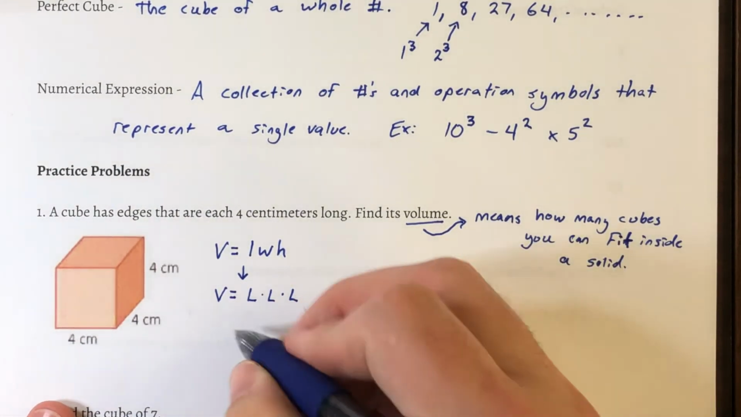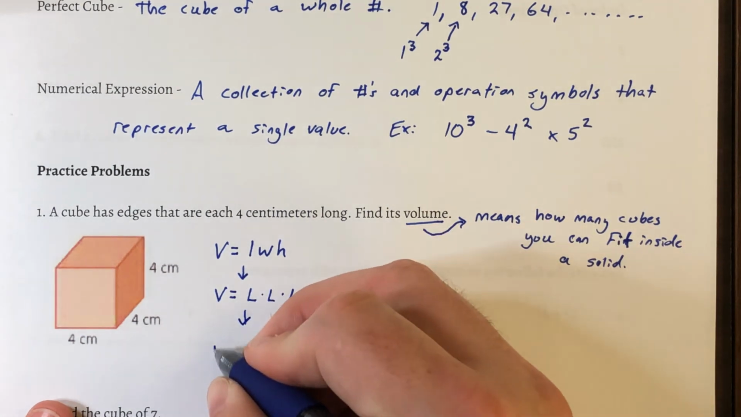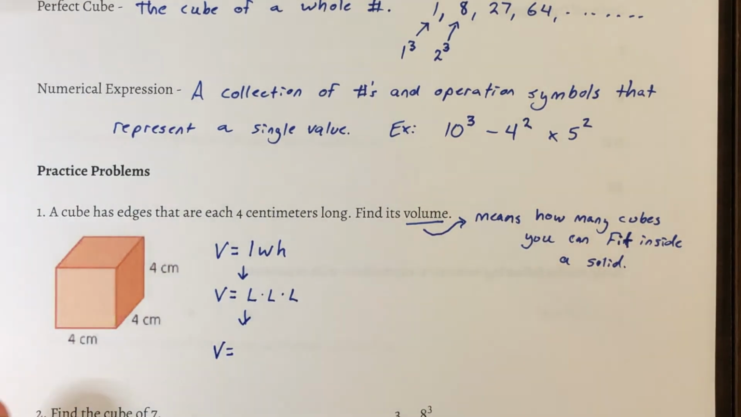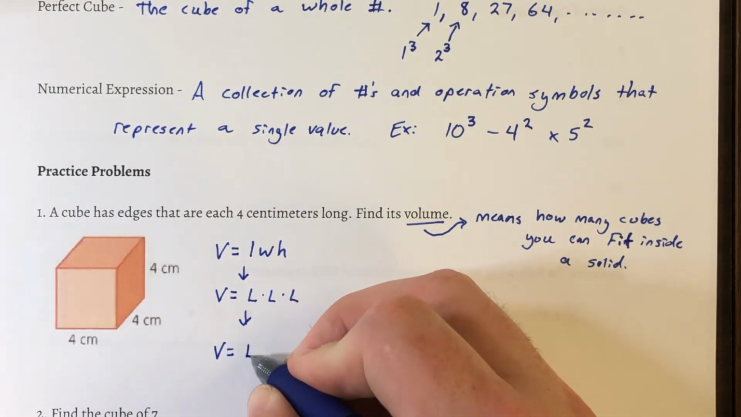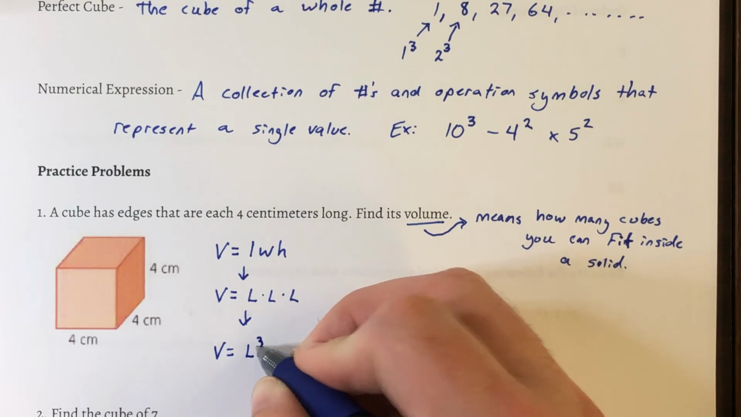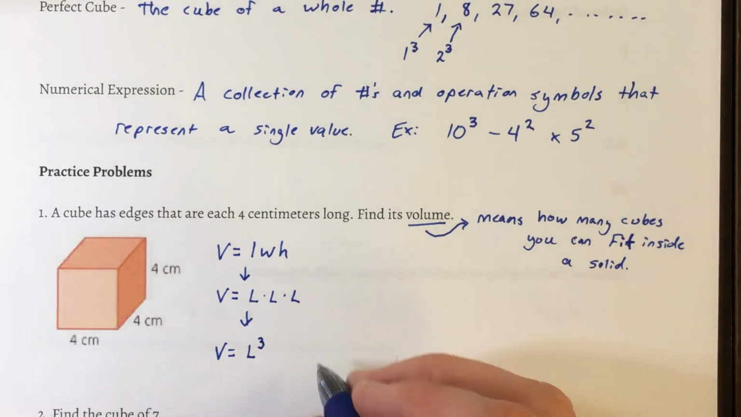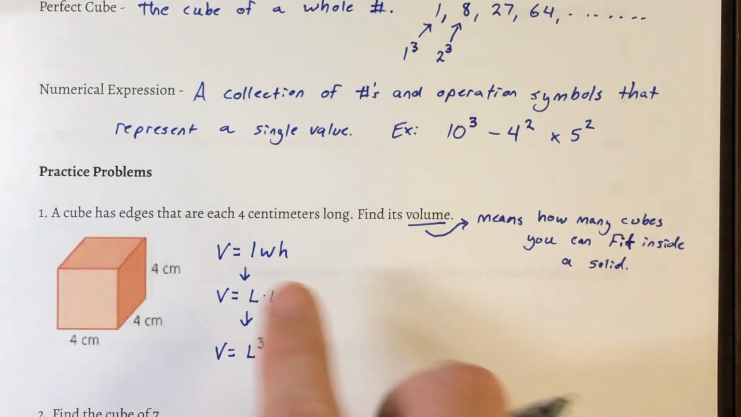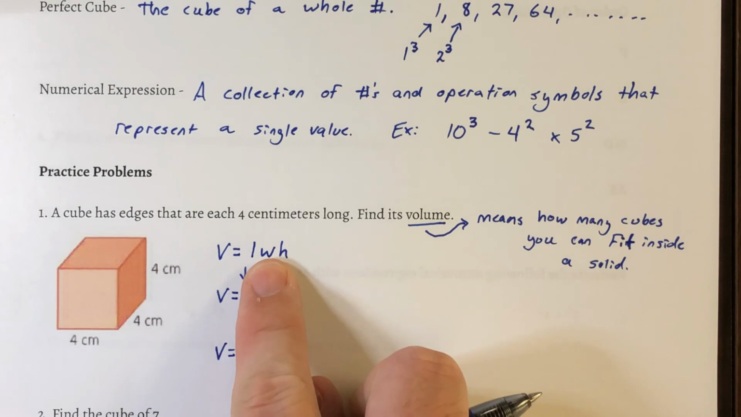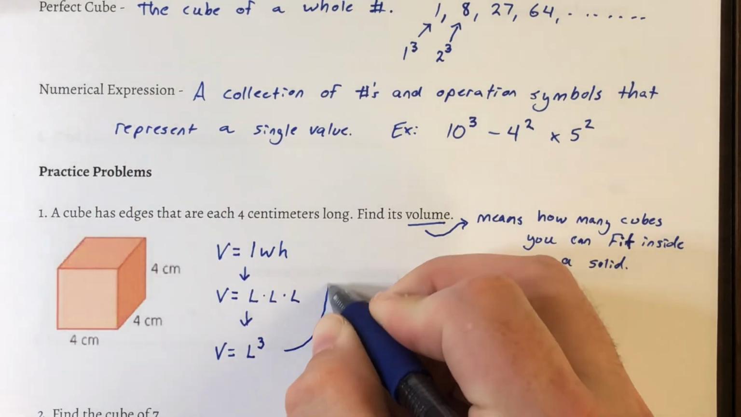So here I have length 3 times in a row. We're multiplying. So our new formula that you can now use for volume of cubes, this won't work for rectangular prisms, triangular prisms, or any other type of objects, but you could say volume is equal to L cubed, or length to the power of 3. In other words, take your length and multiply by itself 3 times. Alright, so we're going to use this new exciting formula. You could technically use length times width times height, of course, but it's just not as exciting.